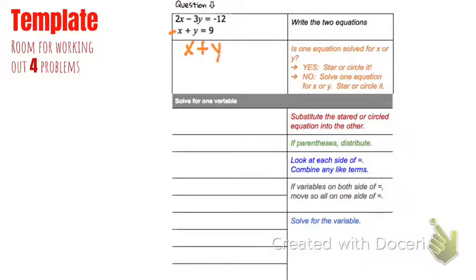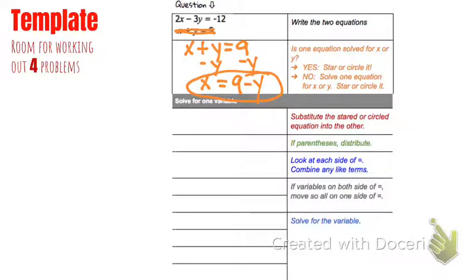So x plus y equals 9. So if I subtract y from both sides, then I end up with x equals 9 minus y. So now that I have that, I am going to circle it. And this is the one that I am going to substitute into the other equation. So I'm just going to cross off that original one, and this is my new one here.